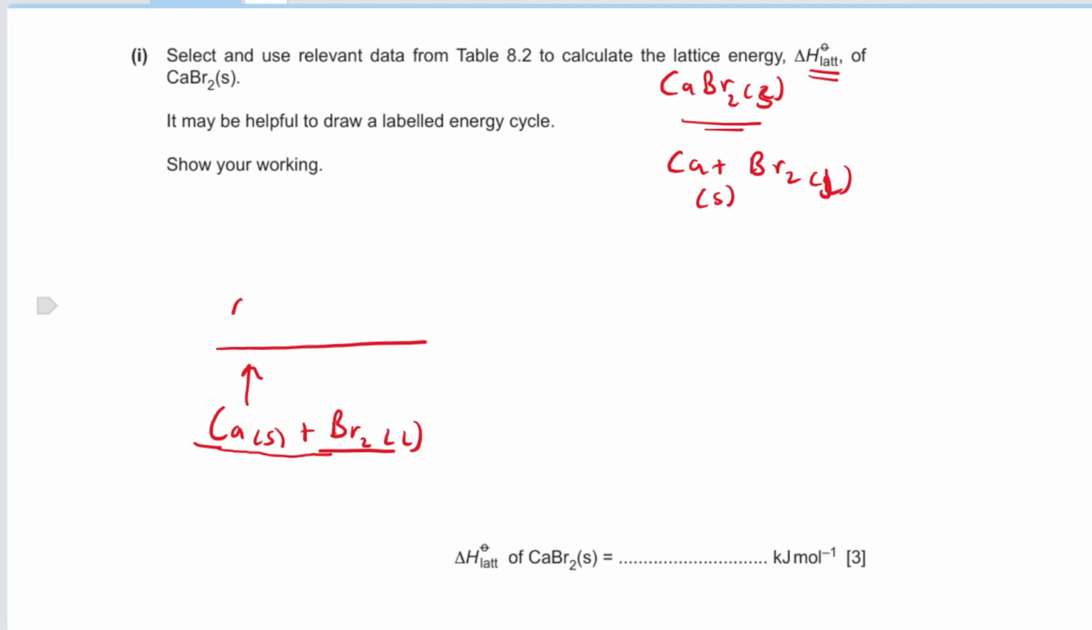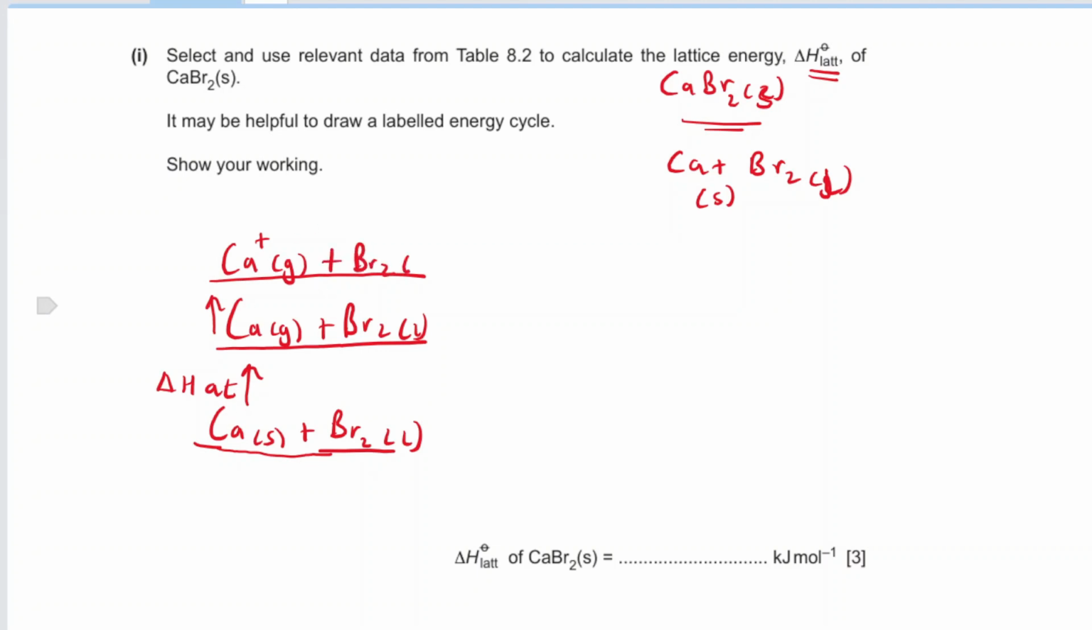This calcium can become calcium gas plus Br2 liquid, it just remains. And this will be the enthalpy change of atomization. Then we can keep on going. And now this will be the first ionization energy of calcium because we want to remove 2 electrons from it.